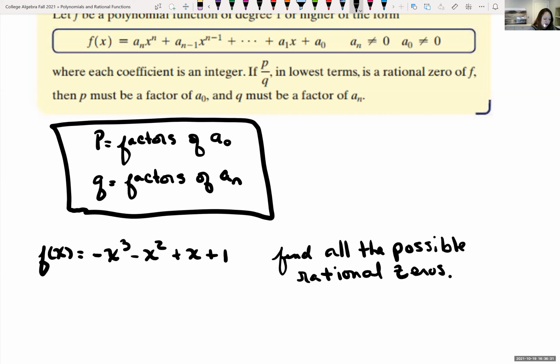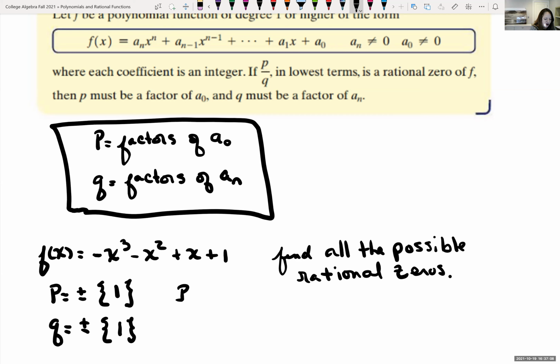Normally what I do is I look at factors of my constant, and I will list those out. Well, my constant is 1. So the only things that go in there are 1 and negative 1. Those are the only numbers that go in there evenly. I put the plus or minus out here because each number we find could either be positive or negative. For q, which is negative 1, the only things that go into negative 1 evenly are 1 and negative 1.